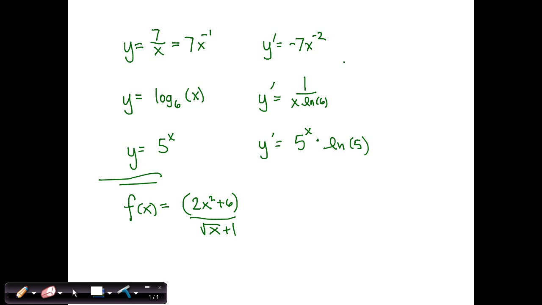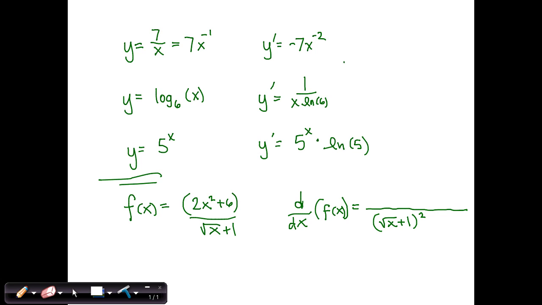If I have this 2x squared plus 6 over square root of x plus 1 as its function rule, then the derivative of this with respect to x, let's see, I've got a quotient. So quotient rule looks kind of like product rule, but it's got a denominator. That's the original denominator squared. And in the numerator, I've got 2 terms subtracted.